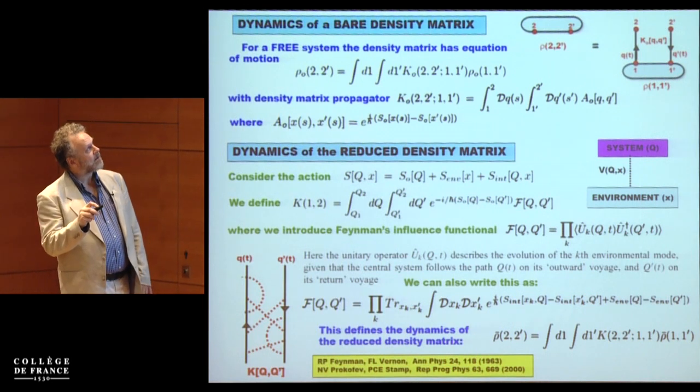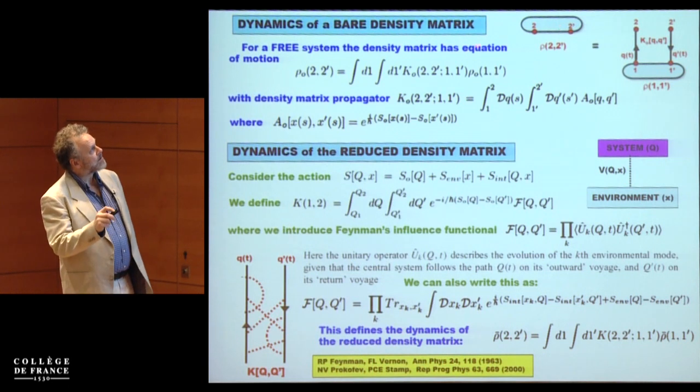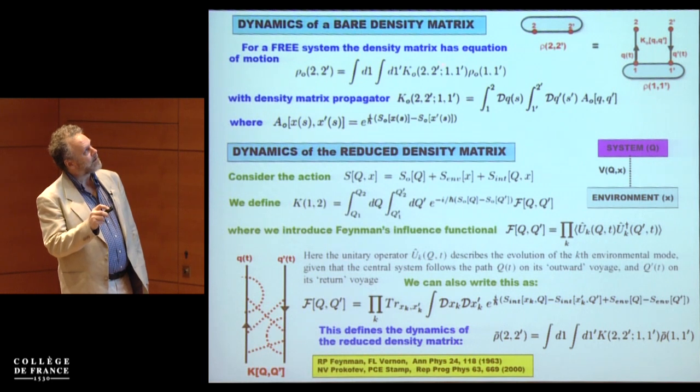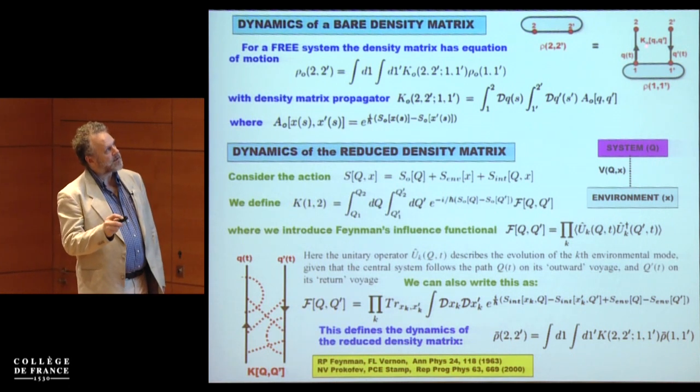Well, this is easy to answer if the system is free, if it's not coupled to anything. Then we just have a propagator for the density matrix here. So the density matrix starts off. It has two arguments. So this is my initial density matrix here, this blue thing, and it has two arguments, 1 and 1 prime. And then it propagates, and this is the propagator, these two lines, to this second density matrix here. And so the propagator is just this K0. And the K0 is just the amplitude for these two lines. This is the line going one way, and this is the line going the other way.